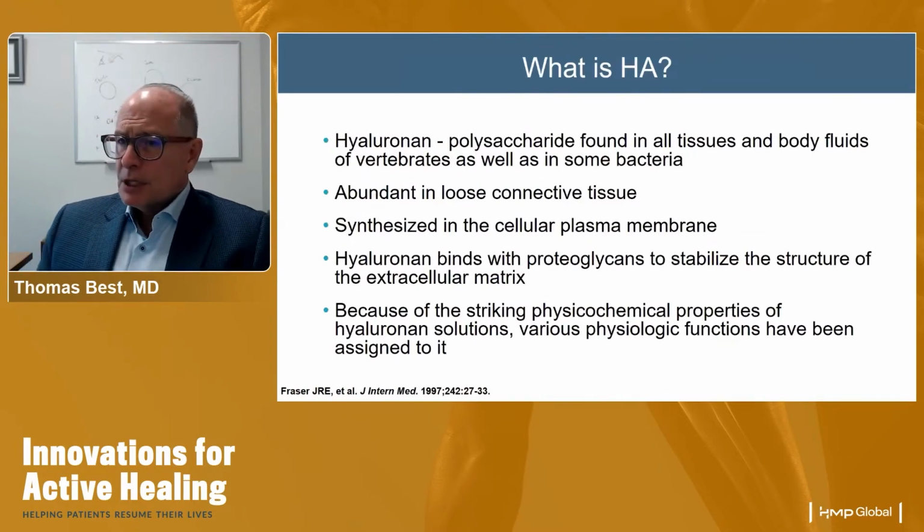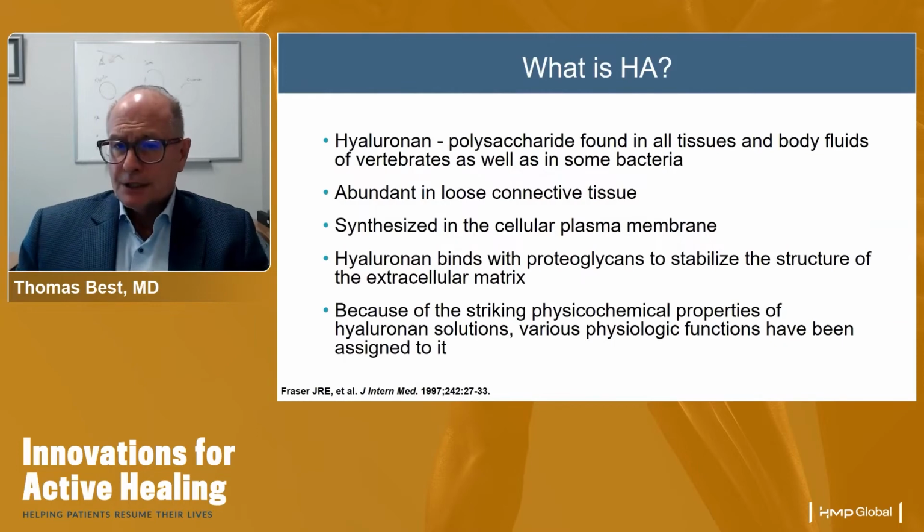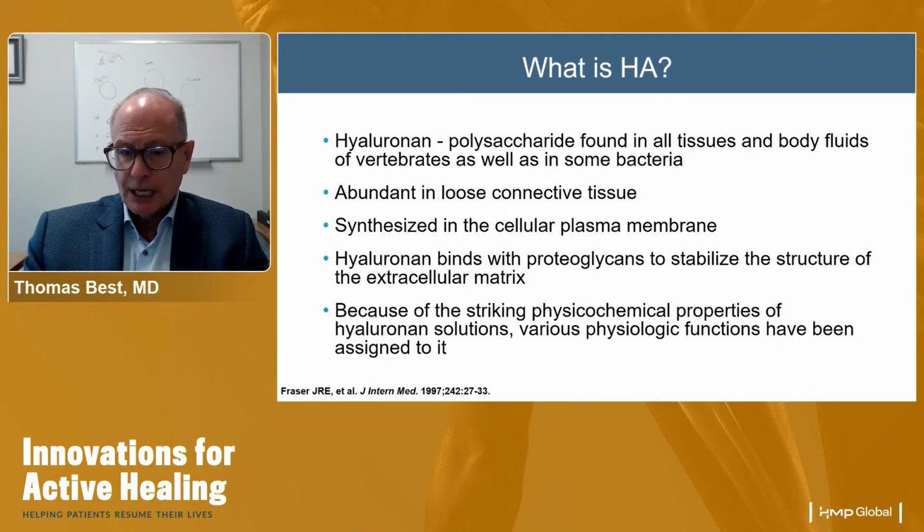So let's spend some time now talking about HA, or hyaluronic acid. Well, first of all, hyaluronan is a polysaccharide. It's found in all tissues and body fluids of vertebrates, as well as in some bacteria. It's abundant in loose connective tissue. It's synthesized in the cellular plasma membrane. Hyaluronan binds with proteoglycans to stabilize the structure of the extracellular matrix, as we saw earlier. So we have a way then to really think about this almost like glue. And finally, because of its physical chemical properties, various physiologic functions have been assigned to hyaluronic acid.